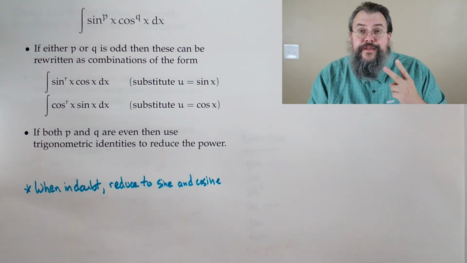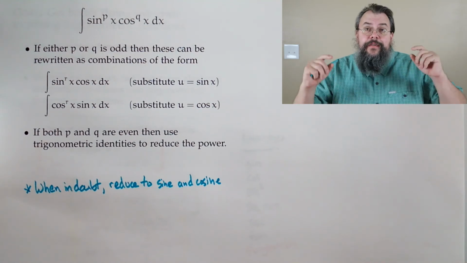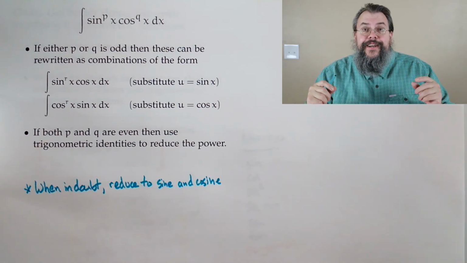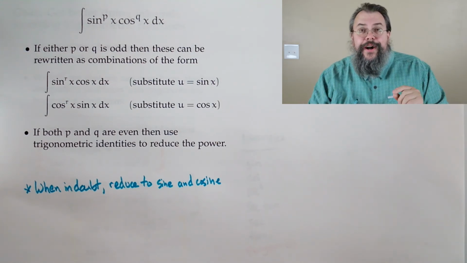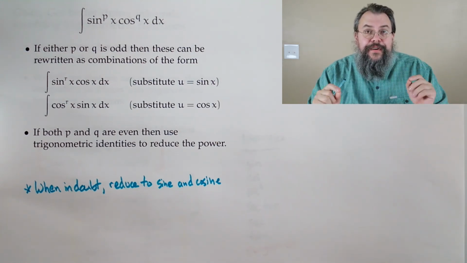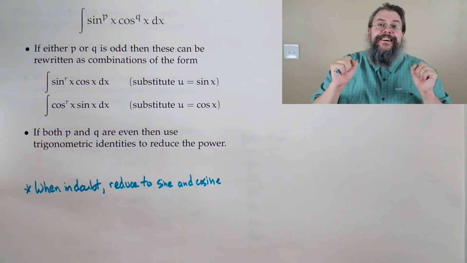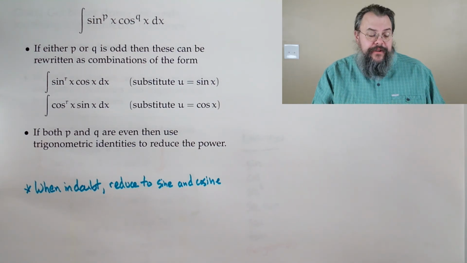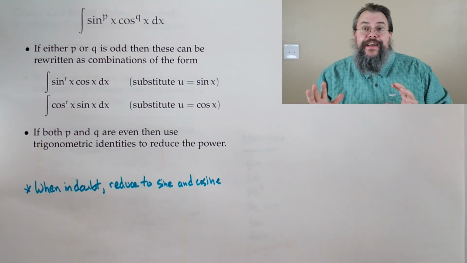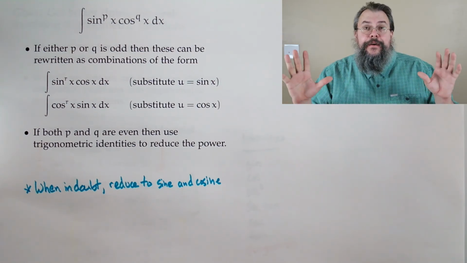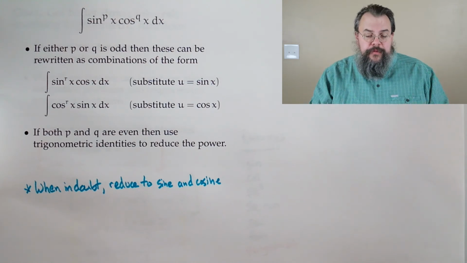Well, one of two things is true. Either one of our exponents is odd, and then we're like, woo, yeah. Or they're both even, and we're like, ugh. Okay, so how do we handle that? Well, the case where one of the exponents is odd is a fantastic idea. It's really, really simple.